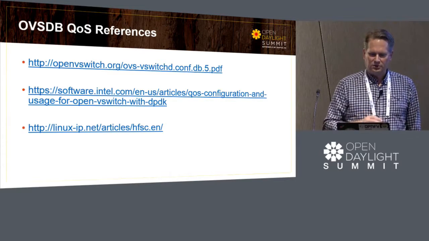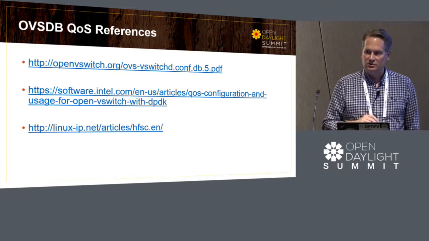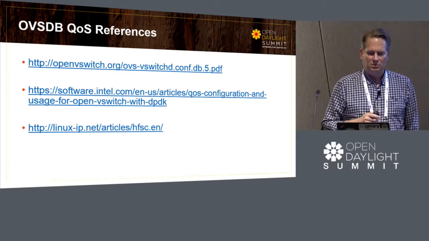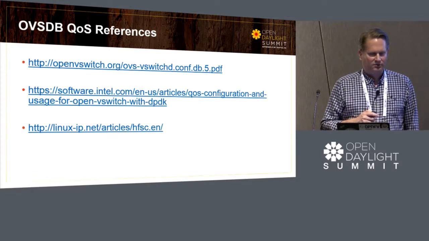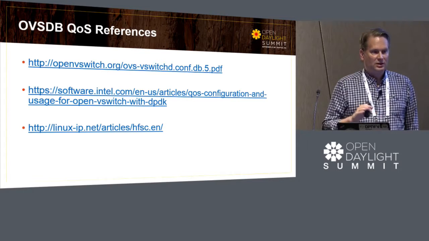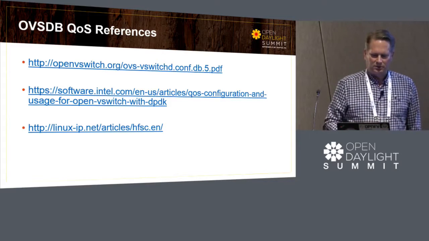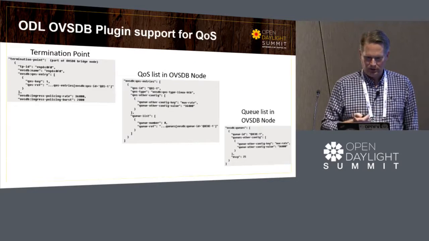The OpenVSwitch schema table here in the first link is a pretty good place to find out some of the details of those QoS entries and what the other config values can be. The second link is on the Intel site, and it talks a little bit about how to configure and use the OVS with DPDK, egress policer, QoS type. And then I put at least one link there on some of the Linux shaper entries. So take a look at those if you're interested.